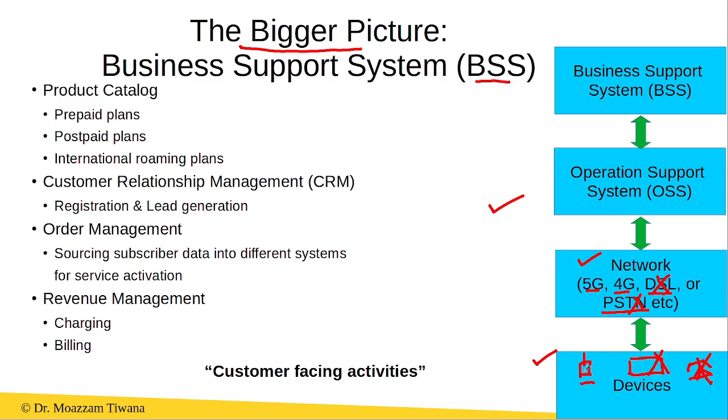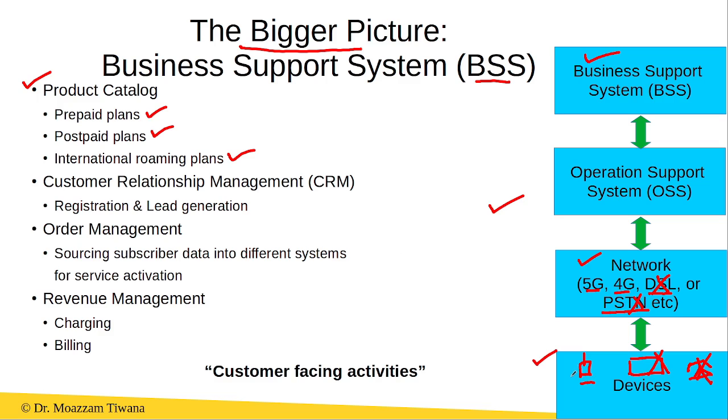Now, before this mobile station can use services of this mobile wireless network, these services need to be activated. And in order to get these services activated, we need the business support system. The first part of the business support system is the product catalog. The product catalog contains different plans. It contains prepaid plans, postpaid plans, international roaming plans, etc.